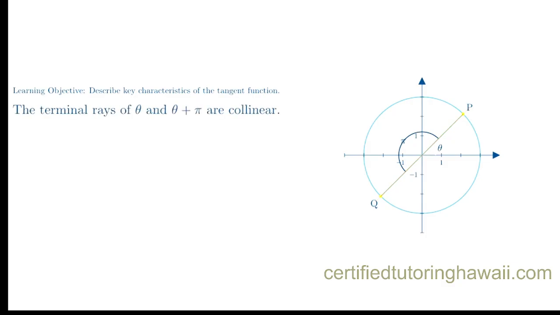Because the terminal rays of theta and theta plus pi are collinear, they have the exact same slope. Since the tangent function is defined as the slope of the terminal ray, the tangent of theta must be equal to the tangent of theta plus pi. This identity, tangent of theta equals tangent of theta plus pi, shows us that the tangent function has a period of pi. The slope values repeat every half revolution, or every pi radians. This period of pi is different from sine and cosine, which have a period of 2 pi. This means that the entire pattern of the tangent function's graph repeats itself every pi units on the horizontal axis.